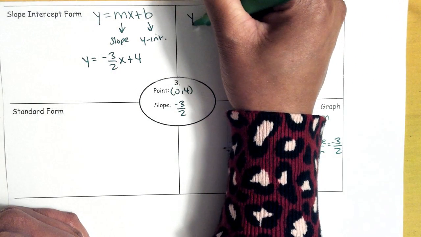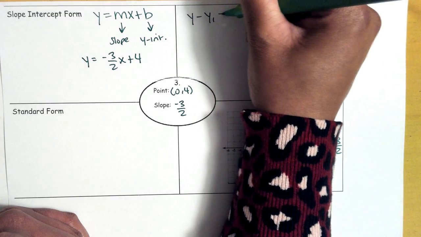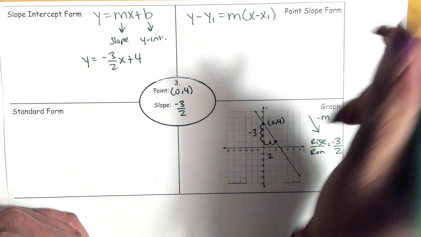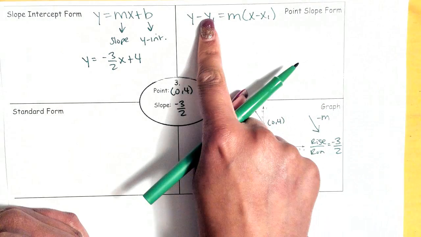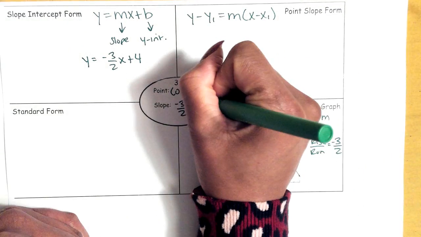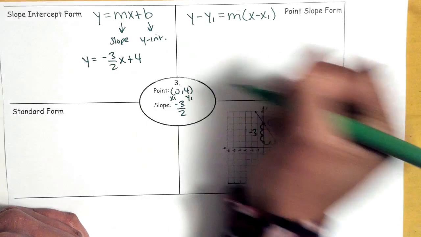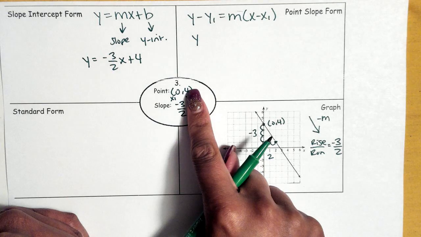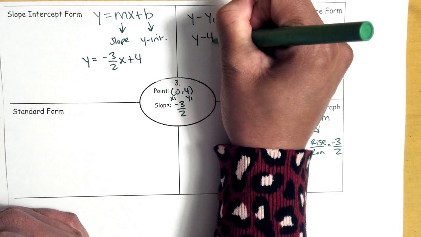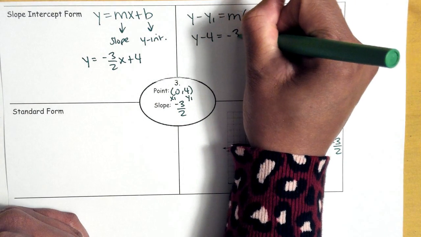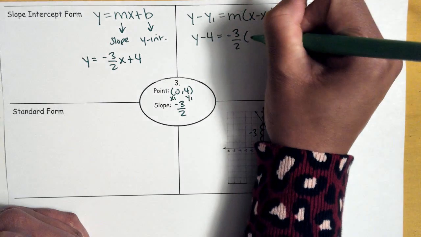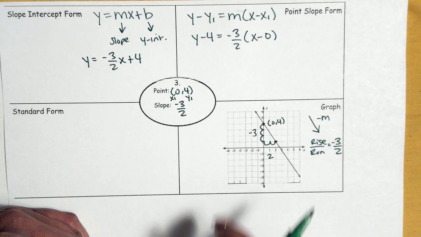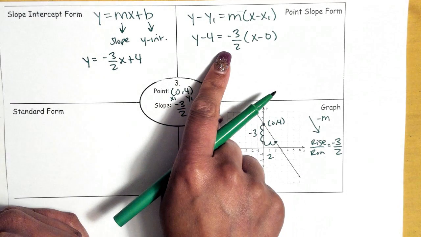So now let's see if we can put this in point-slope form. Point-slope form is y minus y1 equal to m parentheses x minus x1. And so remember, we're going to read the opposite for our y1 and x1. Okay, so we have y minus y1, so that would be a -4 equal to m, which is -3 over 2, and then we have x minus 0. Okay, so that is if we were choosing 0, 4 as our point.